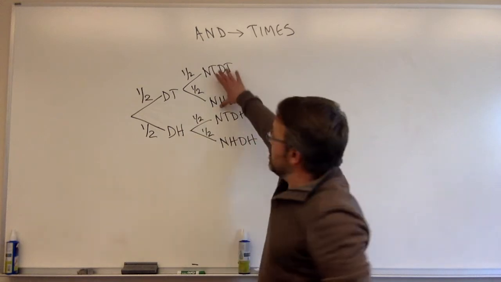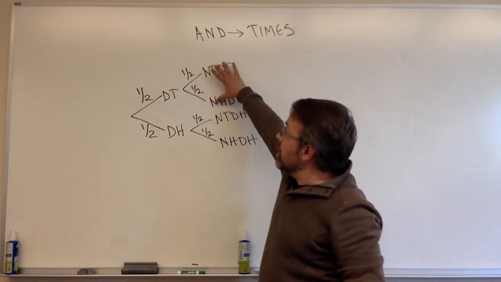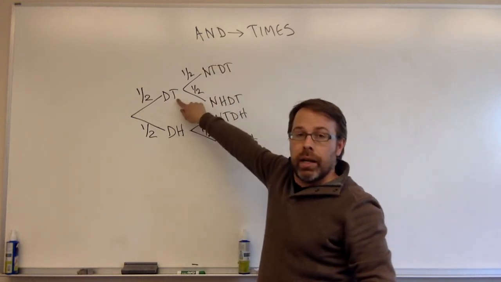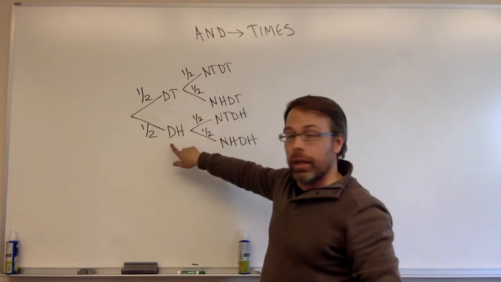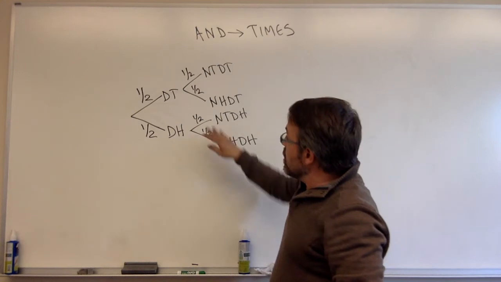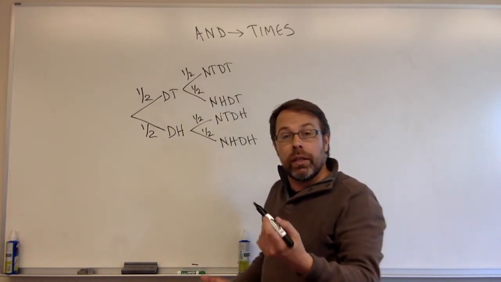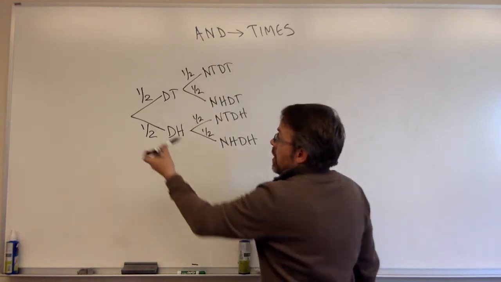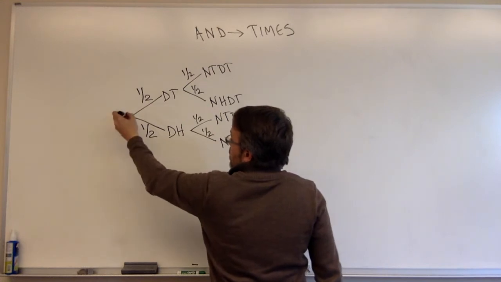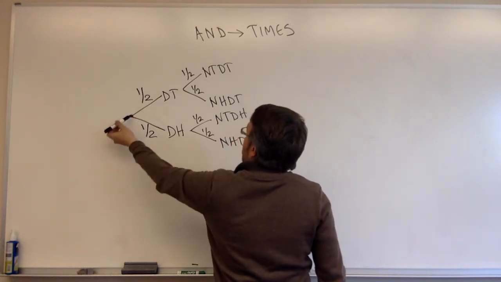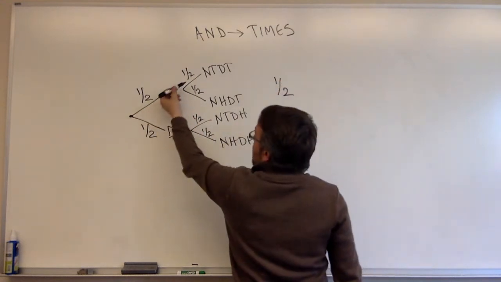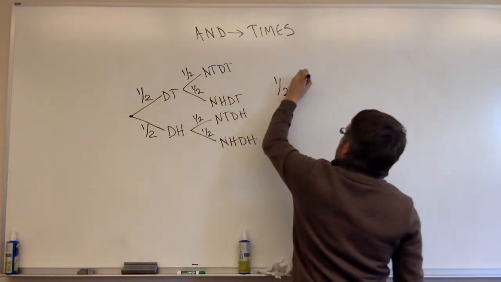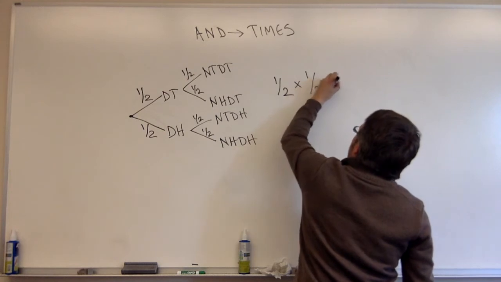So up here, this is when we flip the nickel, when we get a tail for the dime. This is when we flip the nickel, when we get a heads for the dime. And so in each case, this is 1/2. And so we can calculate the probabilities. We're going to multiply together. So we start here, and then we would say, okay, 1/2 times 1/2. And so we get 1/4.